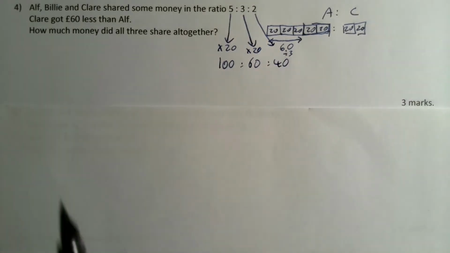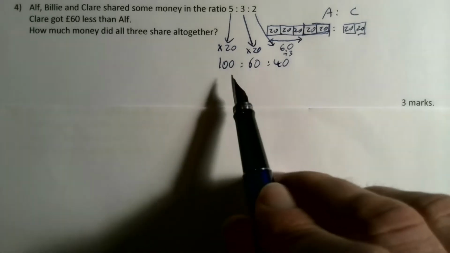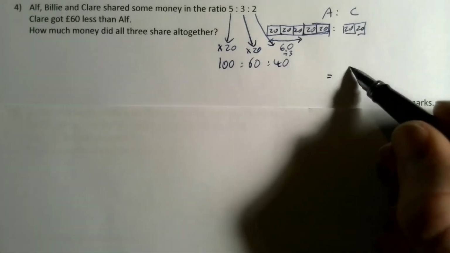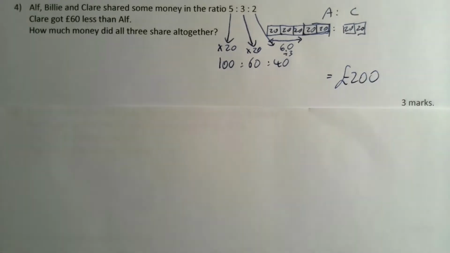And it asks us, always check what the question asks for exactly at the end. How much money did all three share together? Add those three numbers together and you get £200.